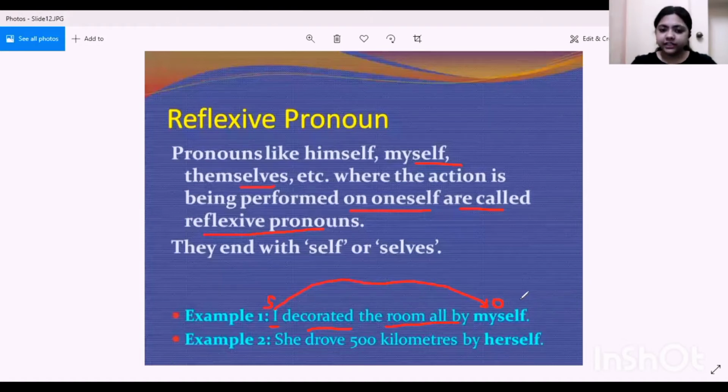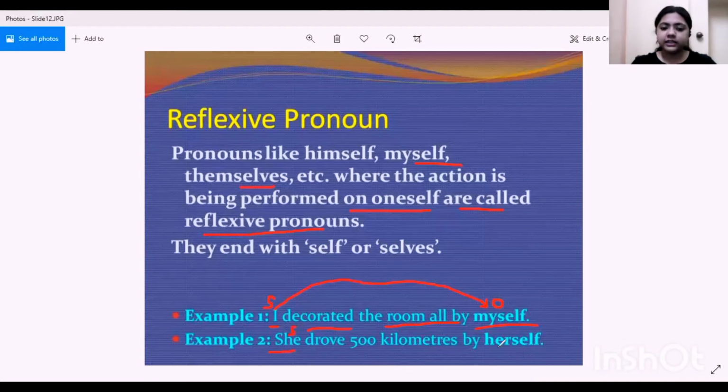So it is a reflexive pronoun because it is referring to the same person that is there in the subject. So who decorated the room? I decorated the room. How? By myself. So I decorated the room by myself. Then she drove 500 kilometers by herself. Right? So she is the subject over here.